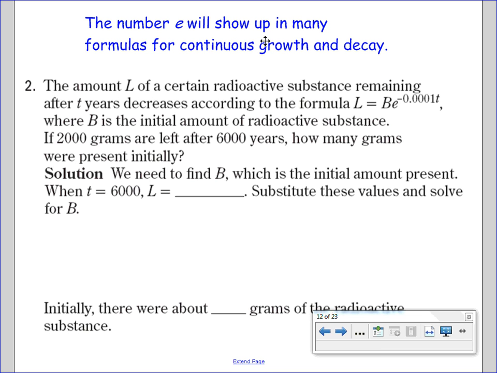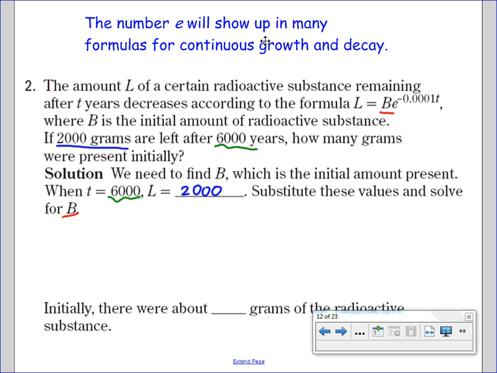And so when T equals 6,000 years, then L was the 2,000 grams that were left. So 2,000 grams are left after 6,000 years. Let's go ahead and figure out what B is. My original B would be my initial value for my exponential form. How much did we originally start off with?